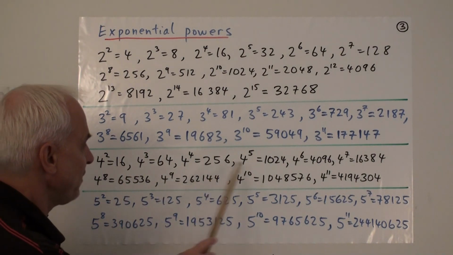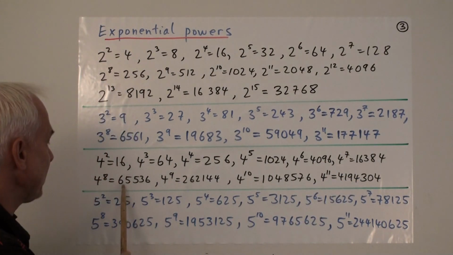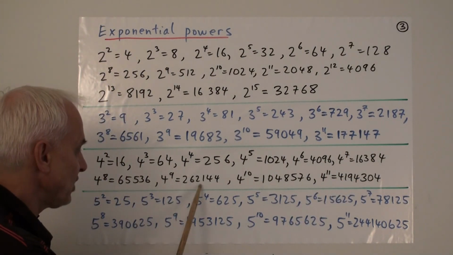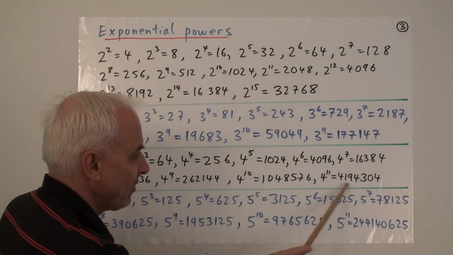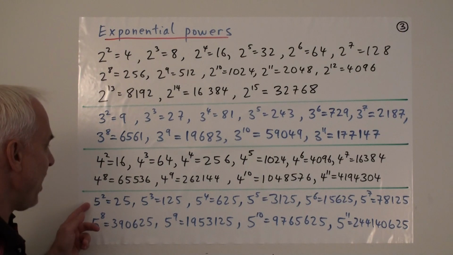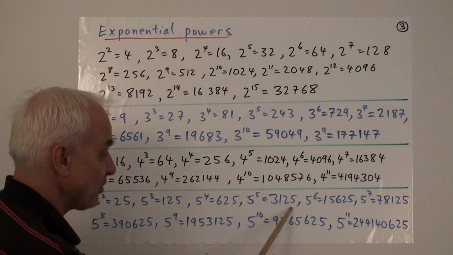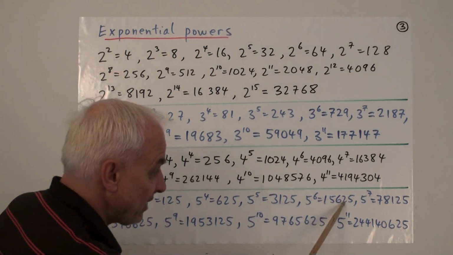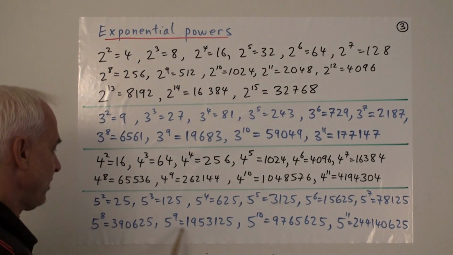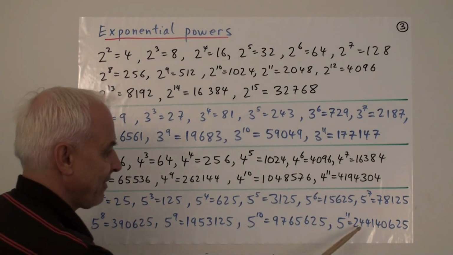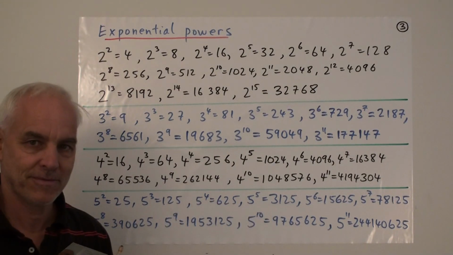16, 64, 256, 1024, 4096, 16,384, 65,536, 262,144, 1,048,576. That one there. Powers of 5: 25, 125, 625, 3,125, 15,625. And then we see some higher powers. So please have a look at each one of those.